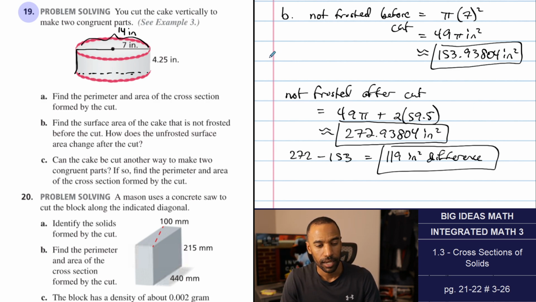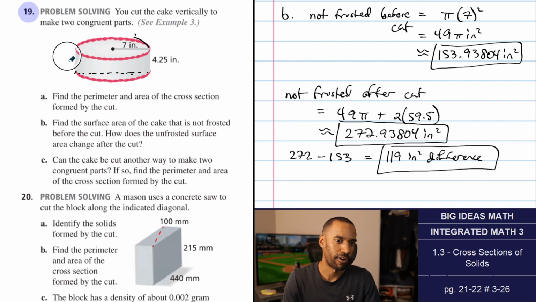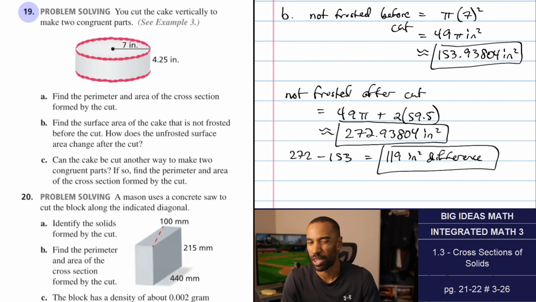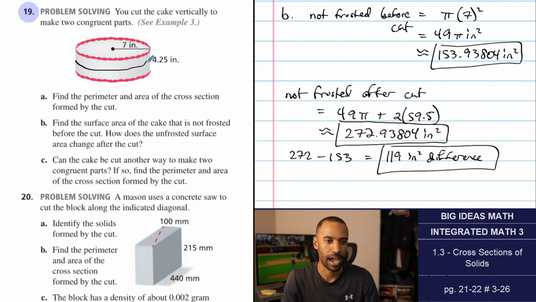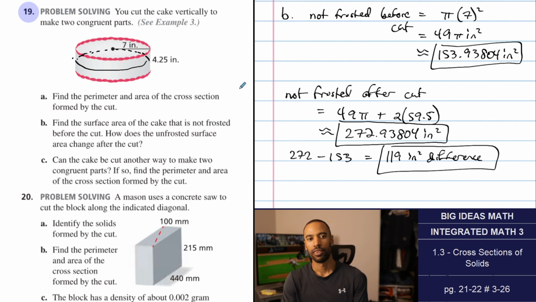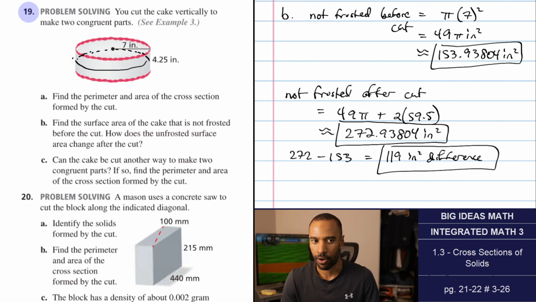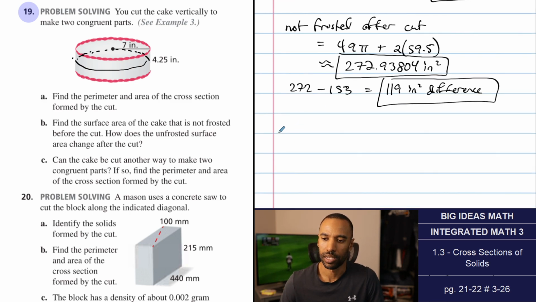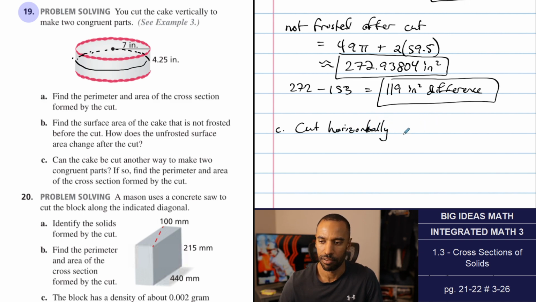All right, part C. Can the cake be cut another way to make two congruent parts? If so, find the perimeter and area of the cross section formed by the cut. Yeah, you could do, they did vertically. You could do diagonally in some way, I'm sure. You could do horizontally, right? So I cut horizontally right here. I have a top half of the cake and a bottom half of the cake. I don't think they're talking about frosted versus not. They're just talking about perimeter and area of cross section. So you could cut horizontally. By horizontally, I do mean parallel to the circular bases of the cylinder of the cake.